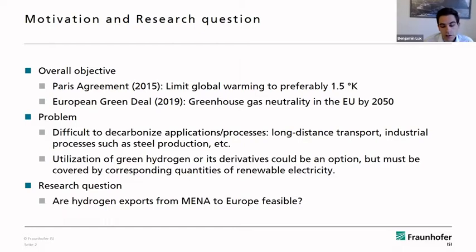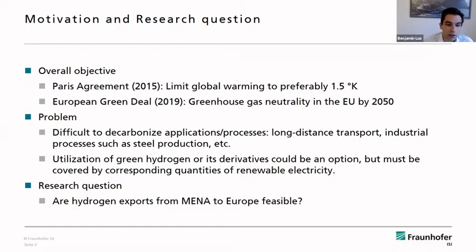I guess there are probably two strategies which are quite commonly accepted. The first one is to increase energy efficiency. The second is to substitute fossil fuels with renewable energies. However, there are still some processes and applications which are quite difficult to decarbonize. Among them is long distance transport, so for example, aviation or international ship transport, or industrial processes such as steel production. And there may be some more. For these processes, it is difficult to use renewable electricity directly. And the question is, how can these processes be decarbonized anyways?